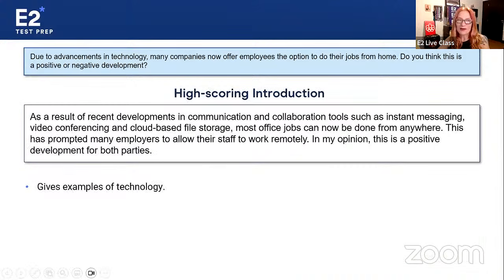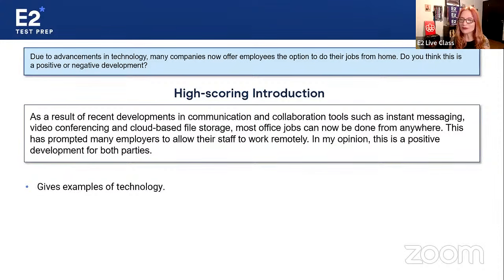Okay. So now we're going to look at a high scoring one. As a result of recent developments in communication and collaboration tools, such as instant messaging, video conferencing, and cloud-based file storage, now you see, this is sufficient and complete, addressing the issue of technology because it's part of the prompt. Most office jobs can now be done from anywhere.